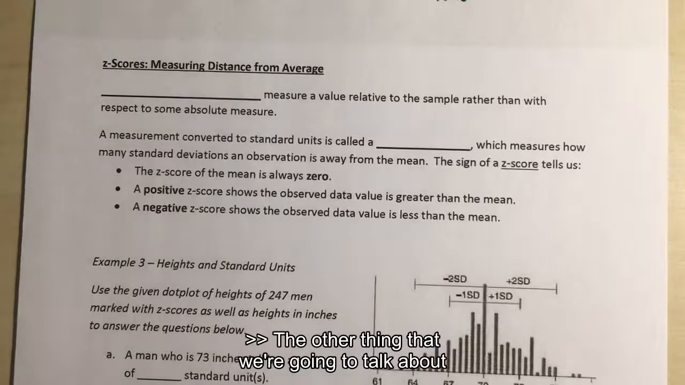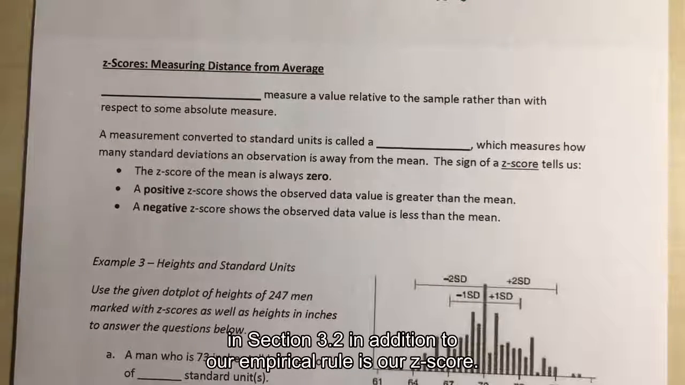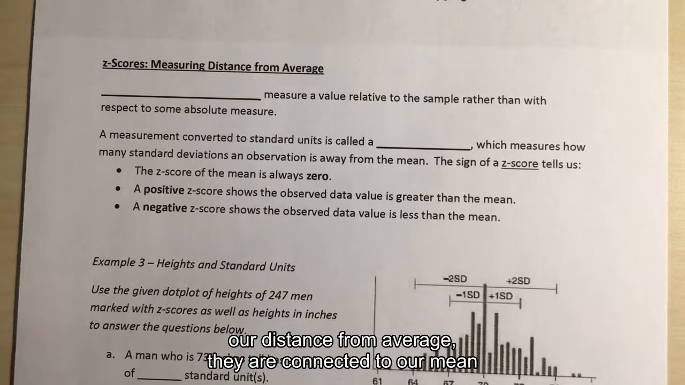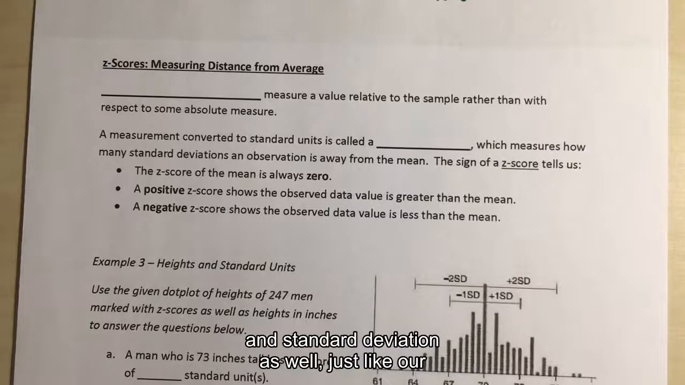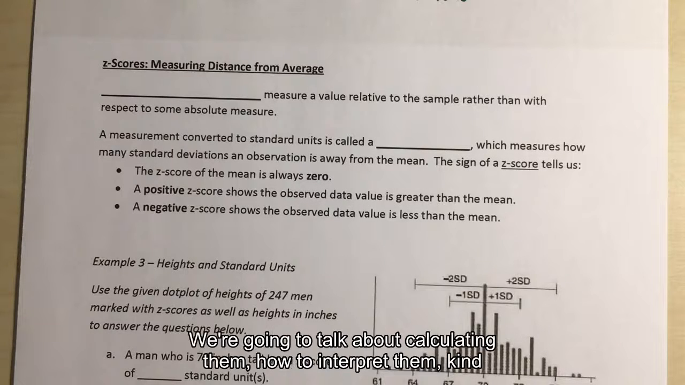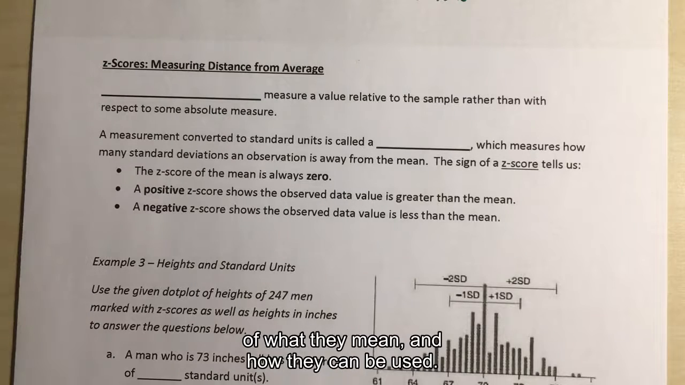So the other thing that we're going to talk about in section 3.2, in addition to our empirical rule, is our z-score. So our z-score is going to give us a way to measure our distance from average. They are connected to our mean and standard deviation as well, just like our empirical rule is. And we're going to talk about calculating them, how to interpret them, what they mean, and how they can be used.